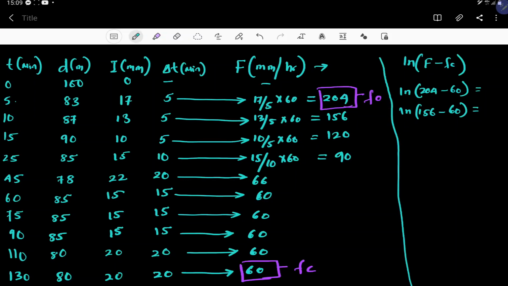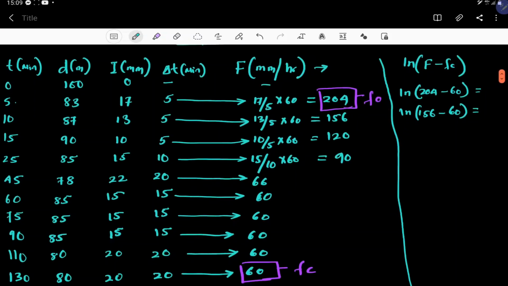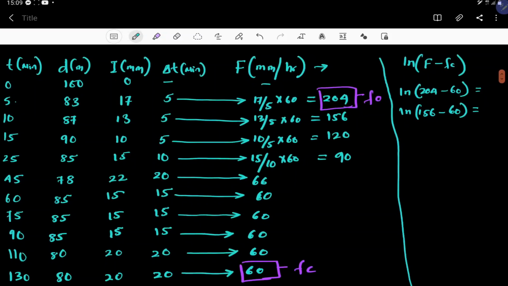Okay, so let me write this value. I have already calculated these values, and let me quickly write them down. It's going to be 4.970, and it's going to be 4.564. Here I'm simply going to write the direct values. It's going to be ln of 60, since 120 minus 60 is 60, so the value is 4.094.